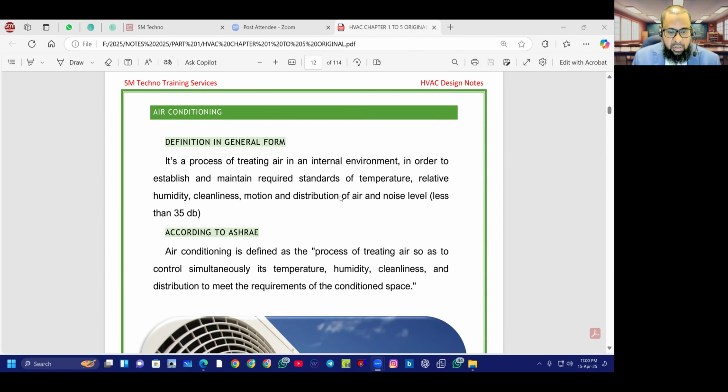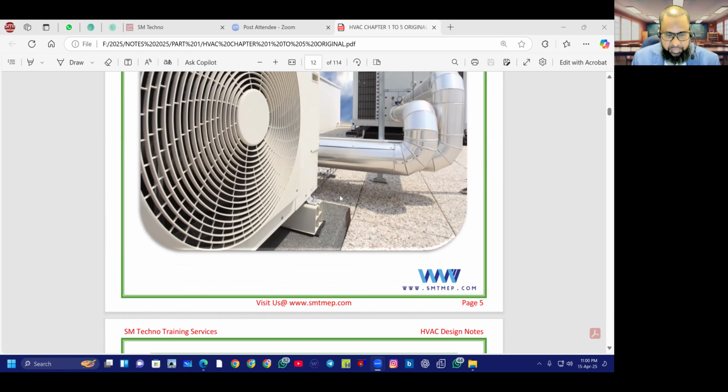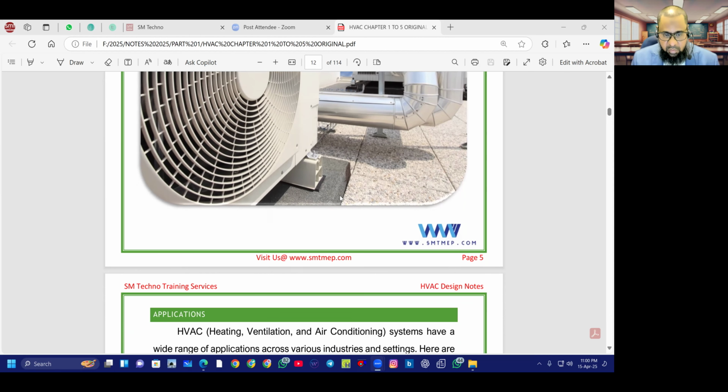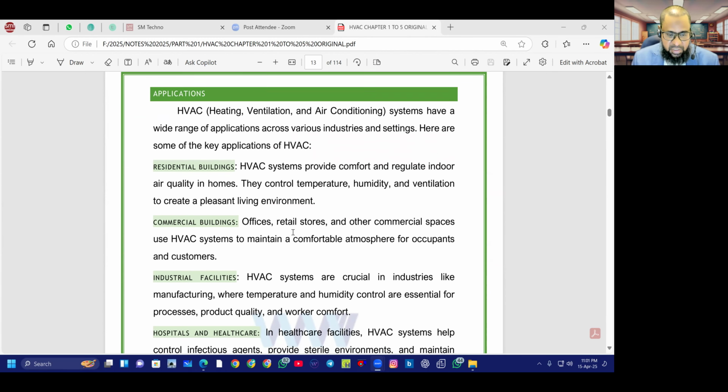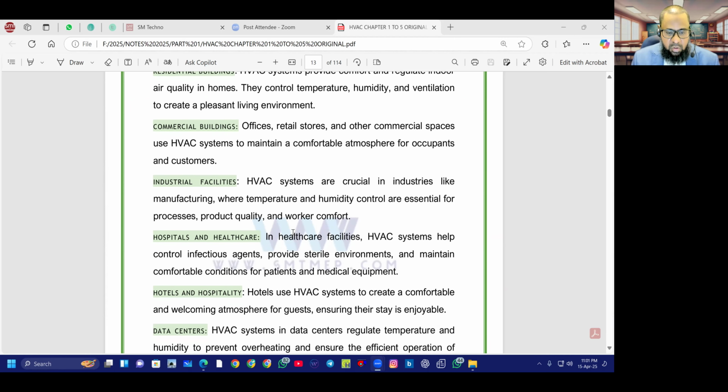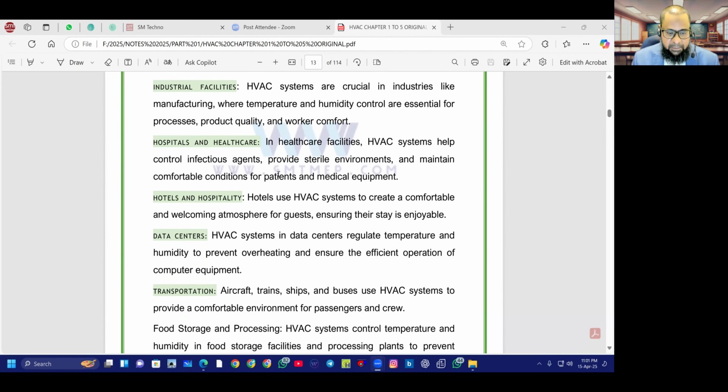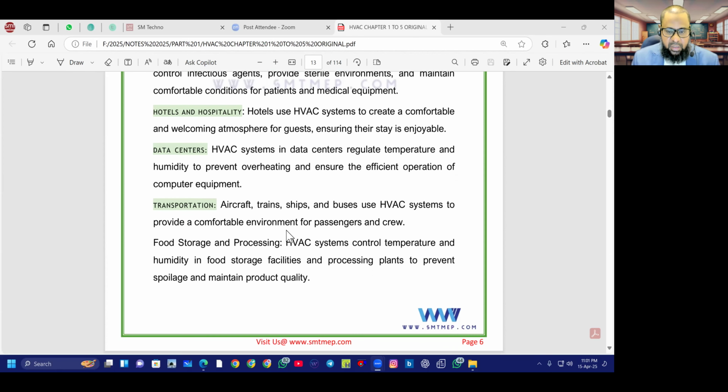Now, if you talk about the application, as I said at the beginning, HVAC is used in commercial, residential, or industrial, even in automobiles. You can find the list here: residential buildings, commercial buildings, industrial facilities, hotels and healthcare, hospitals, data centers. Some list is given, and I'll share one application handbook, the ASHRAE application handbook. You'll find the list of applications and the requirements that you need to study as per the project requirement when you are involved in actual practice.